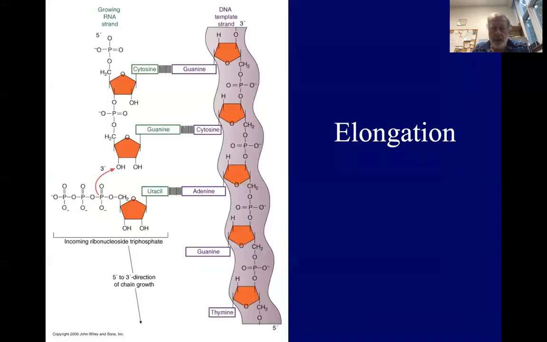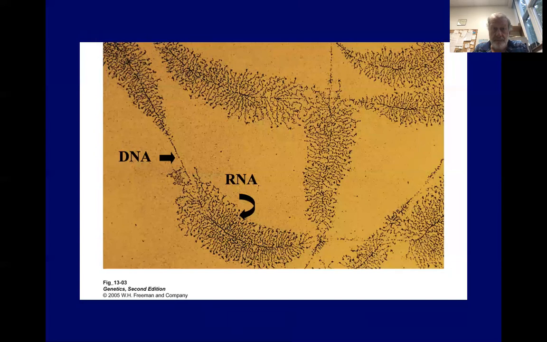And so here we can see the ribonucleotide triphosphates that exist in the cell. When they're not incorporated into the RNA molecule, they exist as triphosphates. And this shows several RNA molecules being made from a single DNA molecule. So you can see there, they look like little Christmas trees.